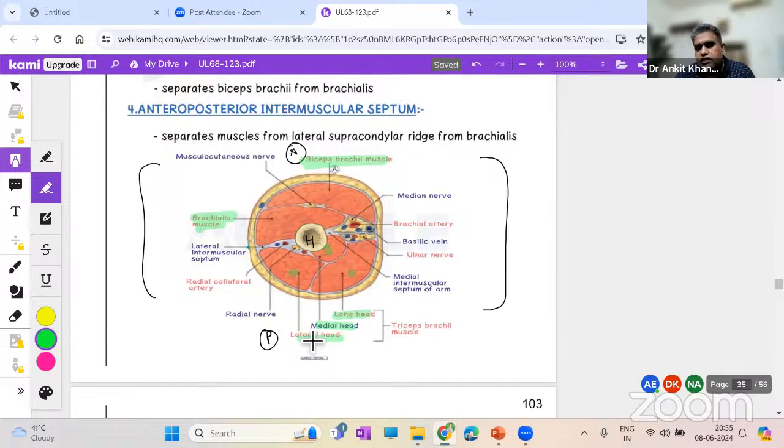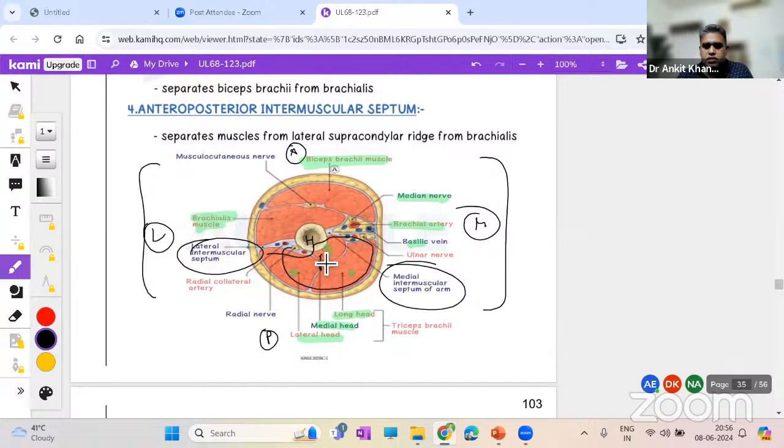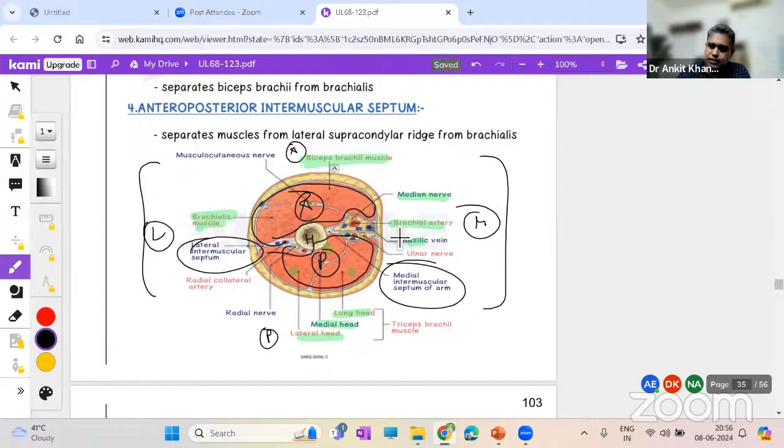Talking of the bulk of the muscle, it is not the biceps, it is the triceps which is bulkier. Then your various structures like the brachial artery and median nerve are all inside. The two veins, cephalic and basilic, are superficial, so they are on the outer aspect. You can also see the intermuscular septa: here you have the lateral intermuscular septum, and here the medial intermuscular septum. So this whole is your posterior compartment, and this whole is your anterior compartment. Remembering to make a TS helps a lot.